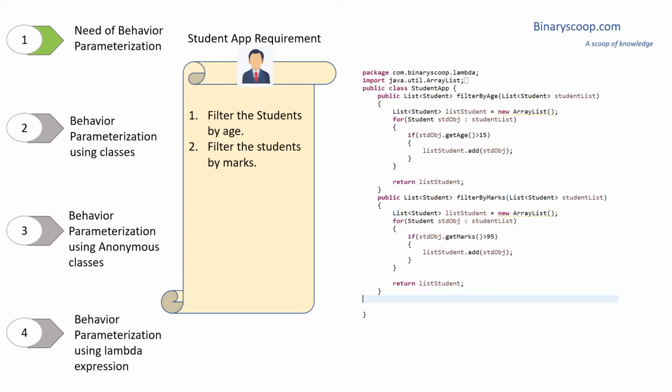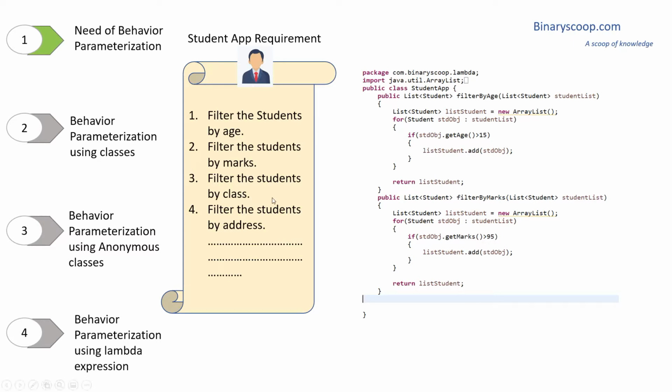Now after some days, your boss comes up with two new requirements: filter the student by class, filter the student by address. Here filter the student by class means that students should be filtered out based upon the class criteria, and filter the student by address means filter out the students based upon the address criteria. You just start creating the methods for these two requirements, but your boss stops you and gives new input that such types of requirements will also come in future. So start thinking innovatively.